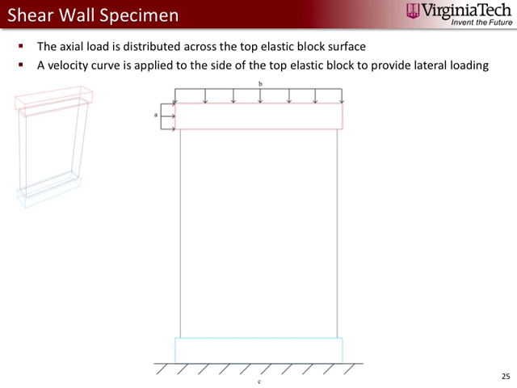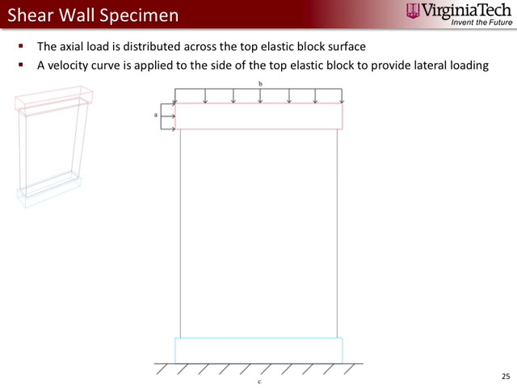Here are the restraint and loading conditions on the shear wall specimen. The part outlined in black here is simulated by the lattice discrete particle model, and there's an elastic concrete block at the bottom and the top of this section, outlined in blue and red. On the bottom face of the bottom elastic concrete block, there's a fixed condition applied. It can't rotate or displace in any direction, and everything else is free.